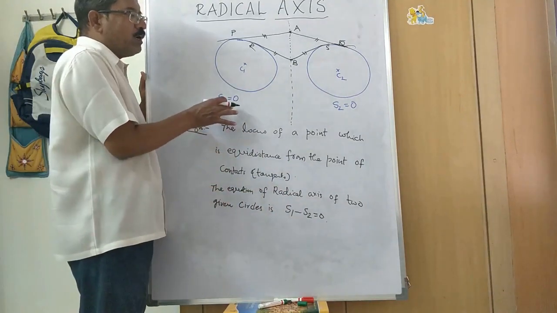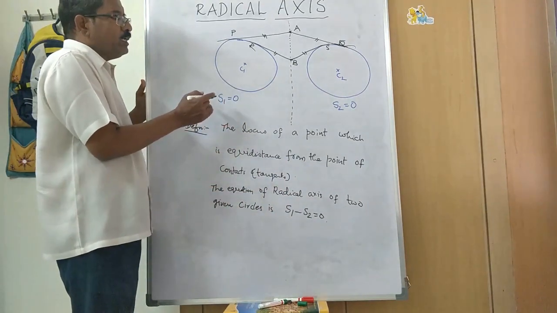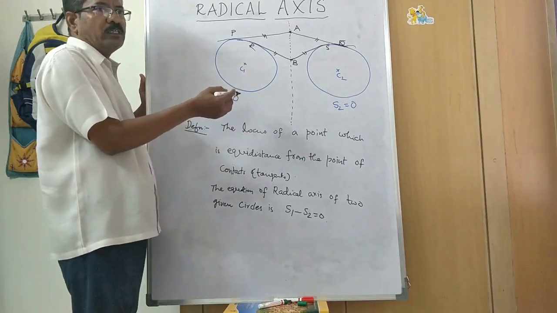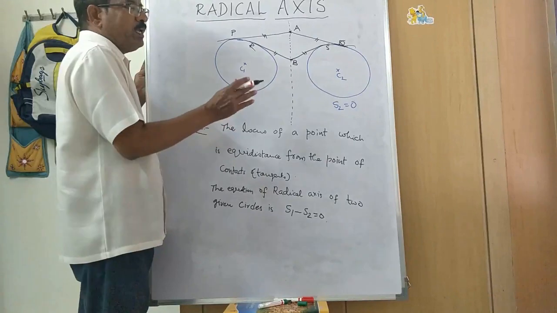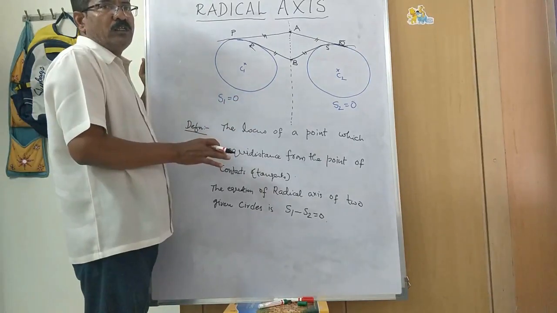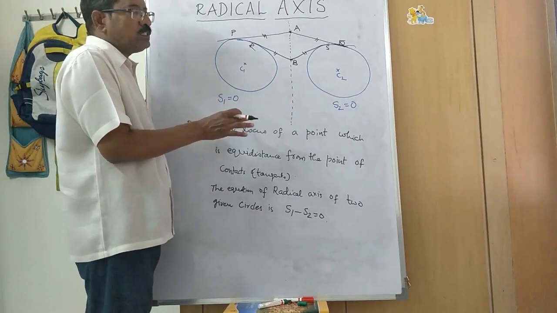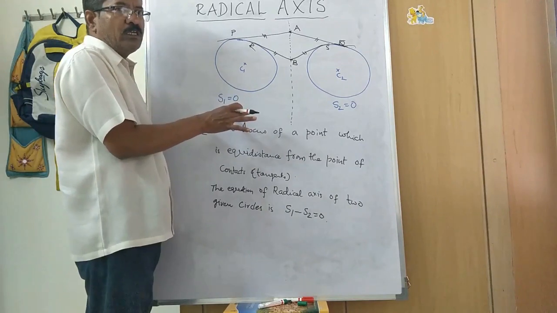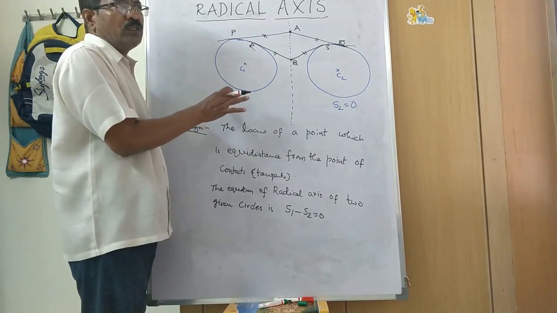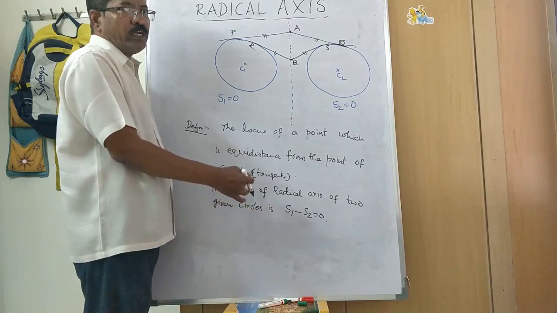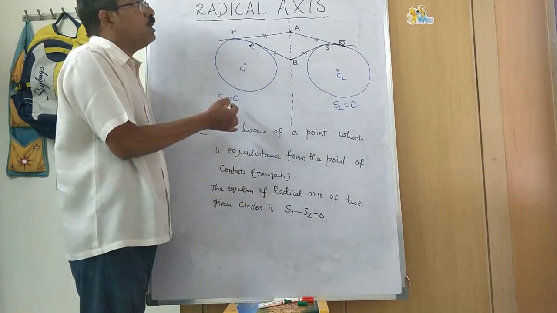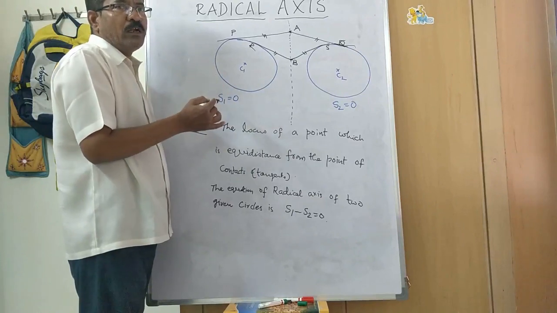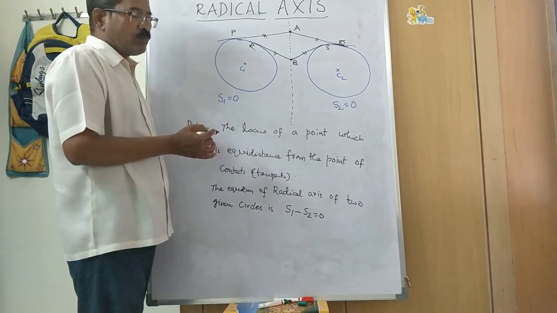And one more thing you have to remember: if S1 or S2 has coefficients other than 1, then you make it in the standard form. Make the coefficients of x square and y square equal to 1. Only then can you subtract S1 minus S2 is equal to 0, or S2 minus S1 is equal to 0. That gives you the radical axis.